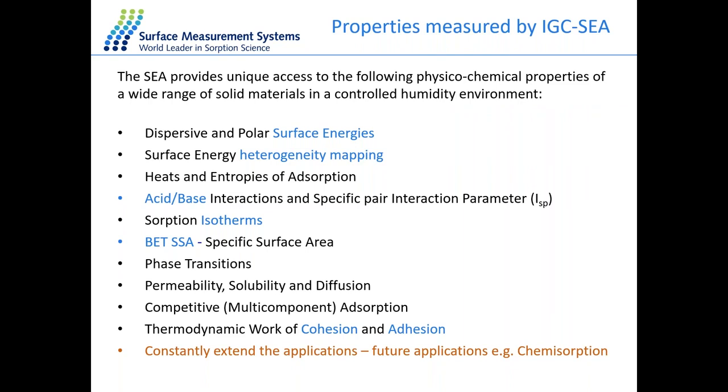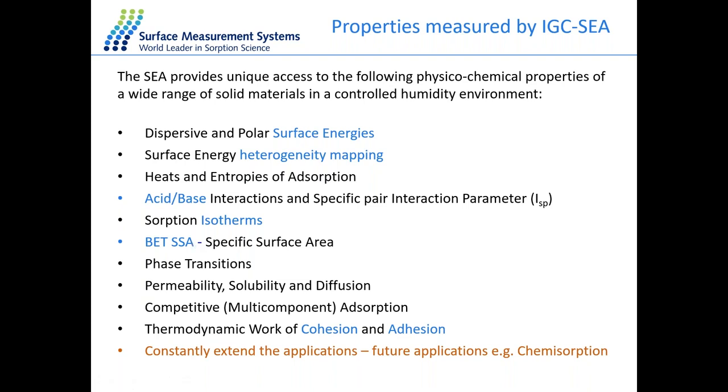And here are some of the properties that can be measured with the IGC technique. For example, we can inject different polar and non-polar probes to determine different components of the surface energy. And from the polar probes, we can also calculate the acid-base property of the surface, giving some surface chemistry about the solid material.